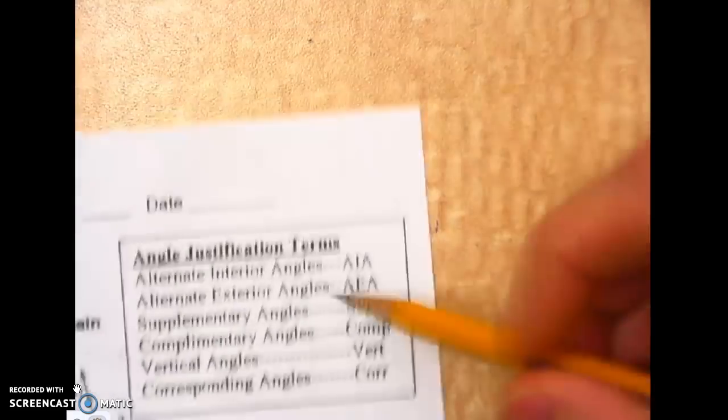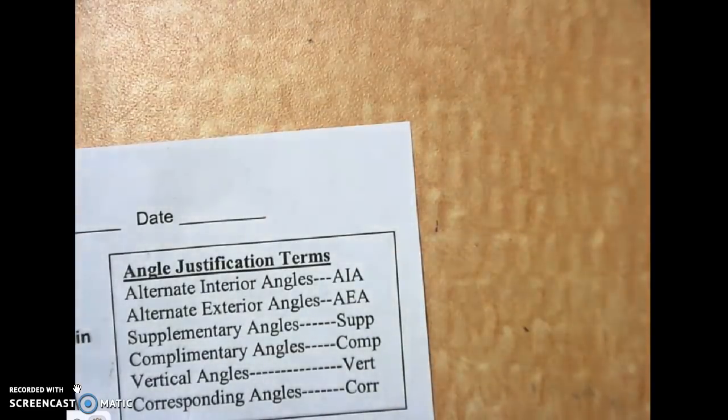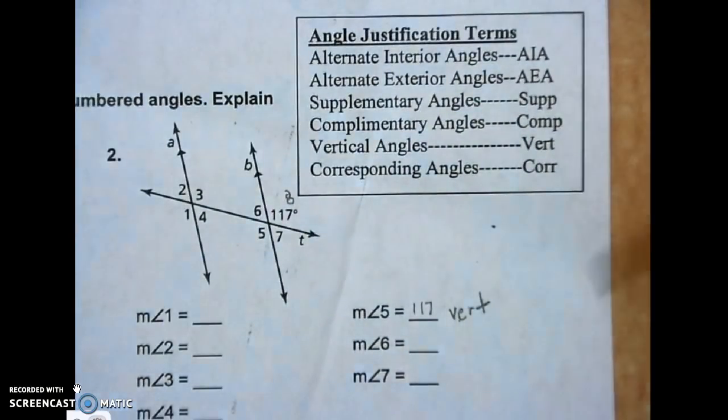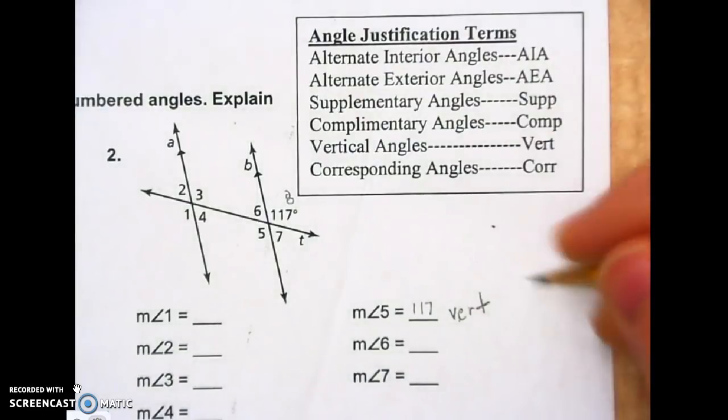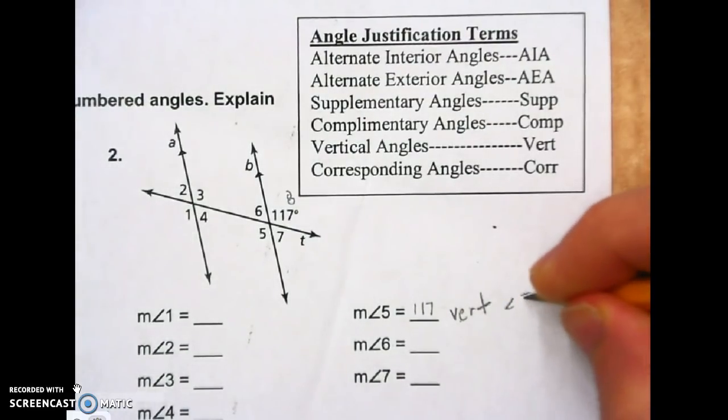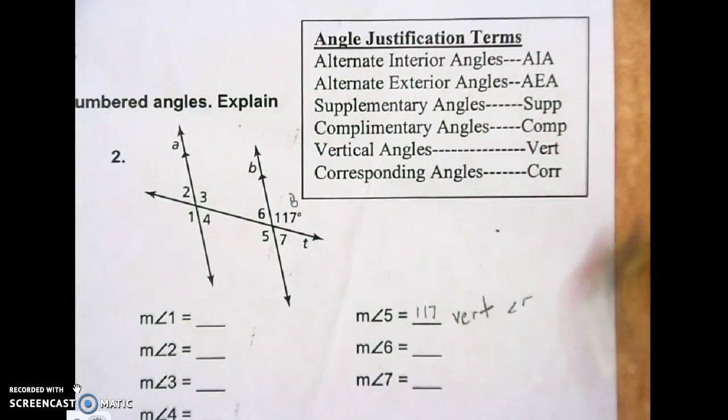This sheet will also be on top of your quiz, so you'll know the words. So I'd say vert, and then that was with angle 5. Sorry, angle 8. This is angle 5. We're doing it with angle 8 right here, across from it.